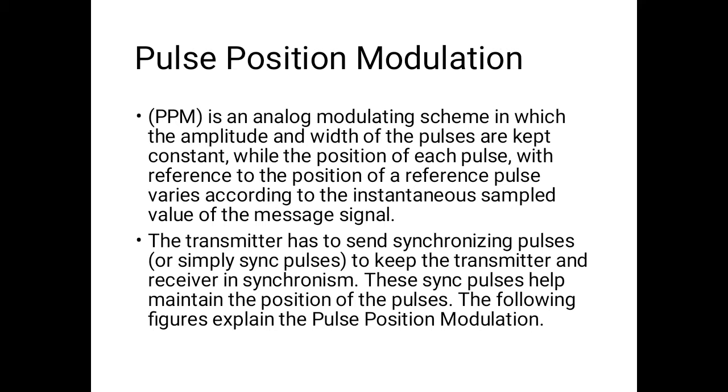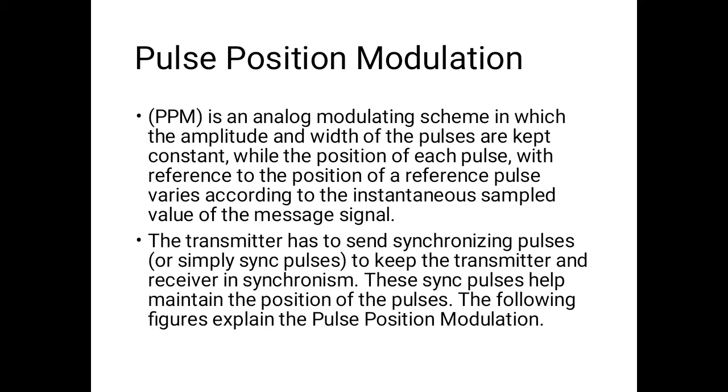Now PPM is an analog modulating scheme in which the amplitude and width of pulses are kept constant, while the position of each pulse with reference to the position of a reference pulse varies according to the instantaneous sampled value of the message signal. What happens? The position will change with reference to the pulse generator, with reference to the position of the reference pulse, and it varies according to the sampled value of the modulating or message signal.